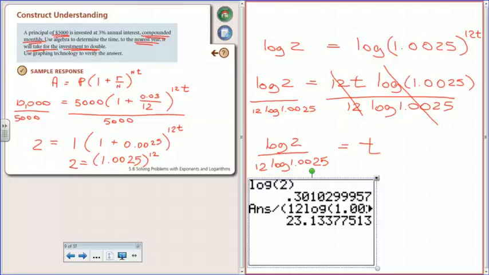Mr. Penning, it's going to take you 23 years and a little bit for your $5,000 to double. That's a long time, 23 years. But that's a small interest rate, right? 3%. If we would have made this 500,000 and made the left-hand side double it, $1 million, would the answer have been the same?